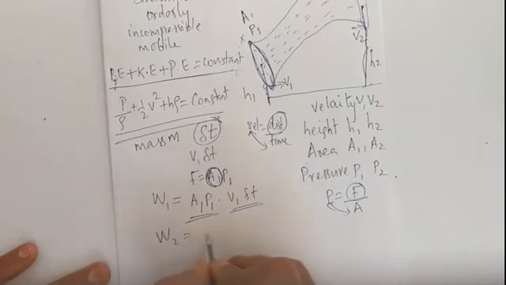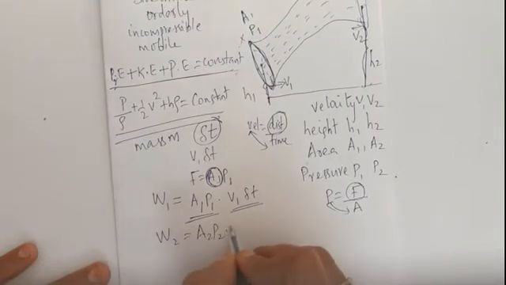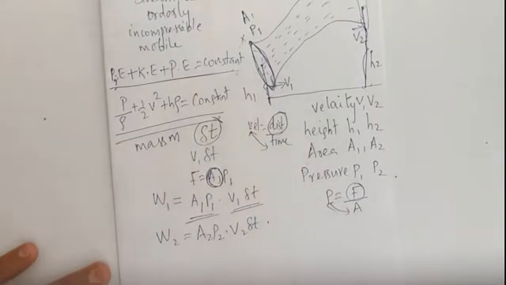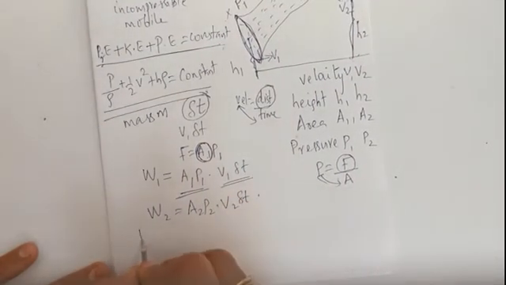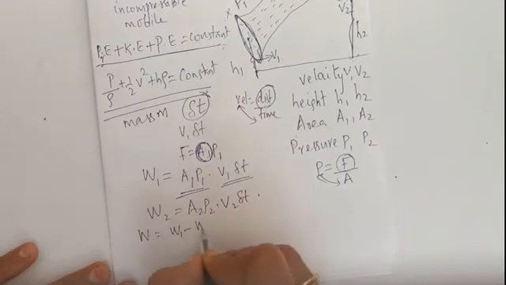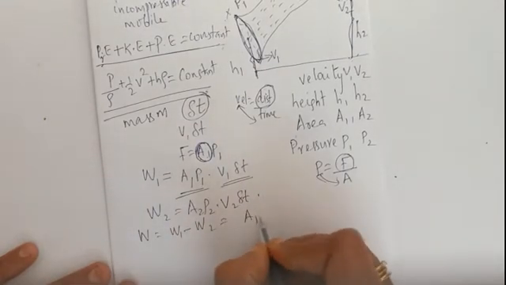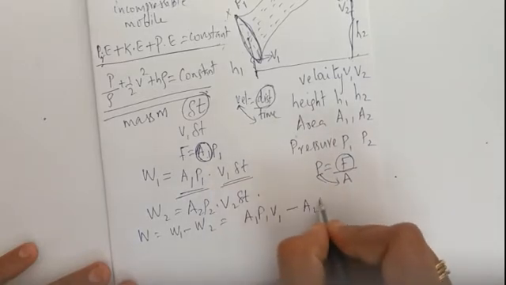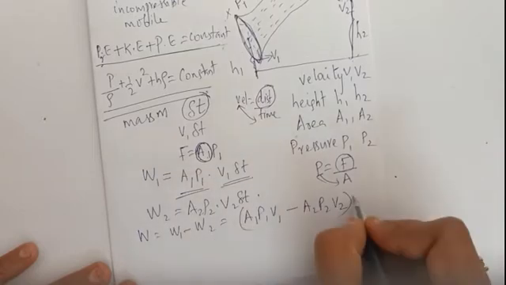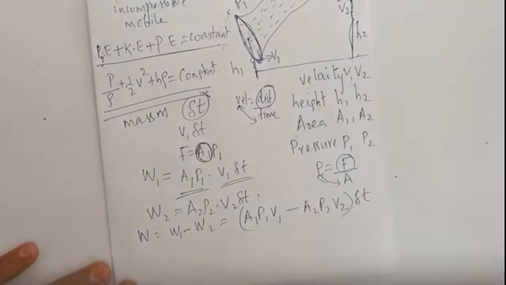It will be having a work done as A2 P2 into V2 delta T. Okay, so the net amount of work done by the pressure, what will be? It will be W is equal to W1 minus W2, that is A1 P1 V1 delta T minus A2 P2 V2 delta T. Delta T being common, it has been taken outside. Okay, so this is what we say about the net amount of work done by the pressure forces during the time delta T on the system.